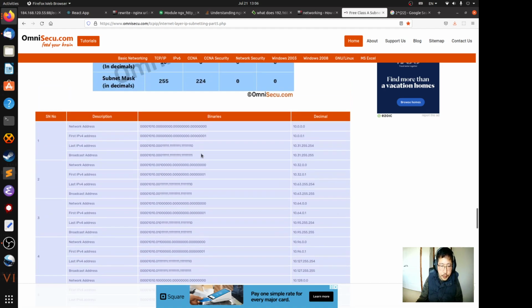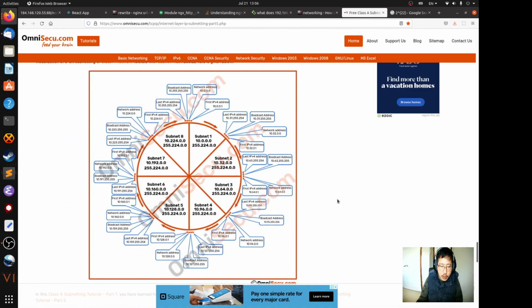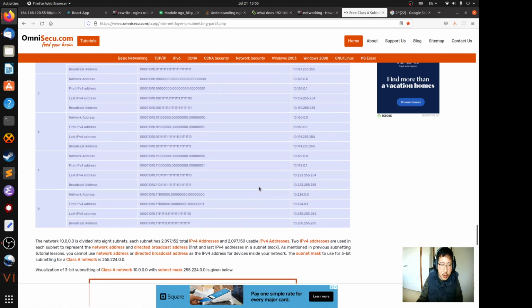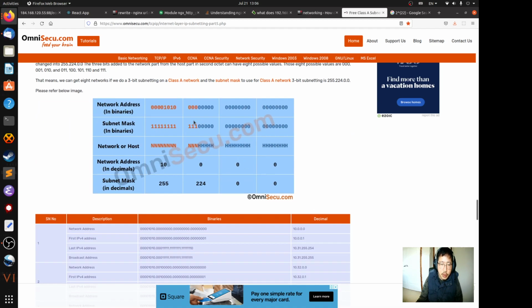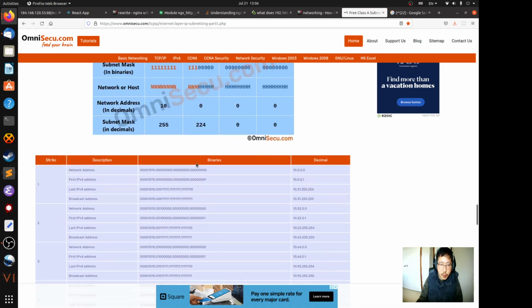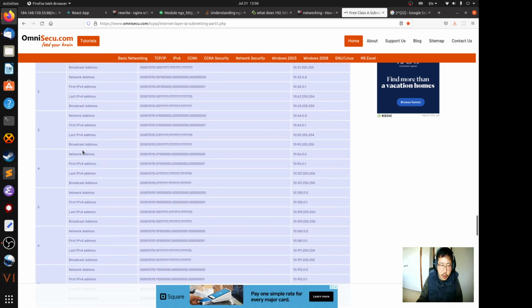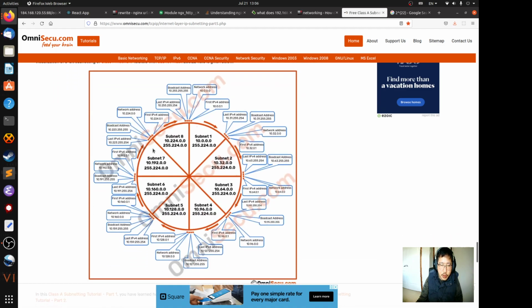Let me just show you this diagram. So we divided into 8 different subnets. Why is it 8? Good question. 2 to the power of 3 is 8. So we got 8 different networks. Same here. So network address, first IP address, last, and then broadcast, network address, first IP up to the last, and then broadcast, and so on. So in effect we have 8 different networks.